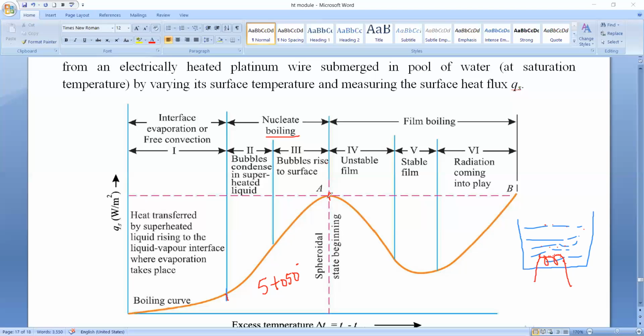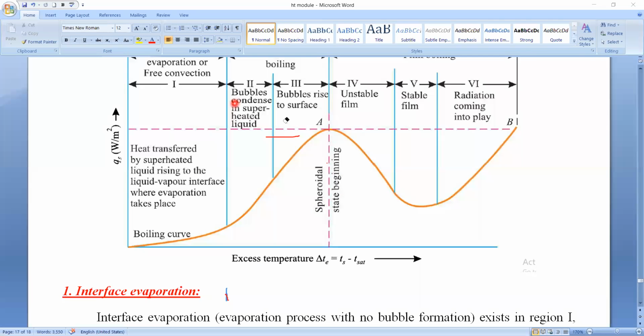Okay. So after this point A, the third regime is film boiling. Whatever explanations there are, we'll now see the explanation for nucleate boiling. Whatever I explained till now, the same thing applies.